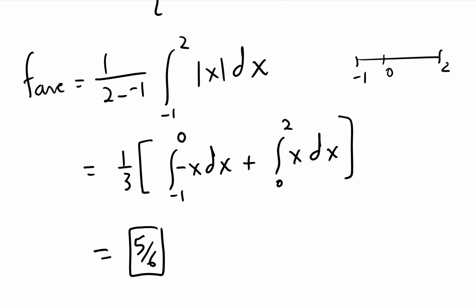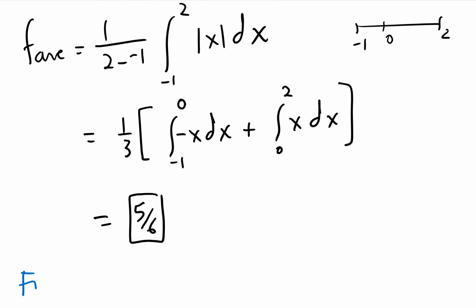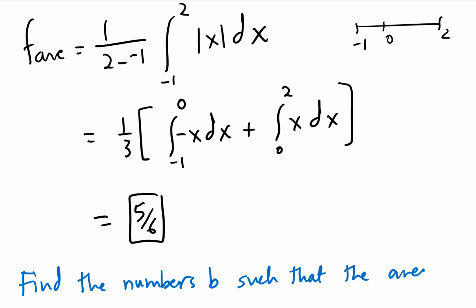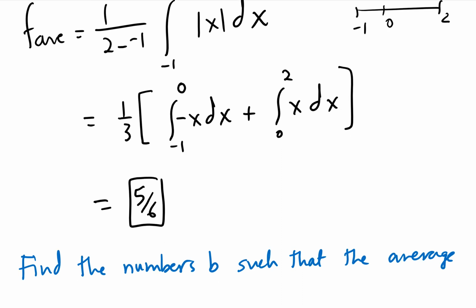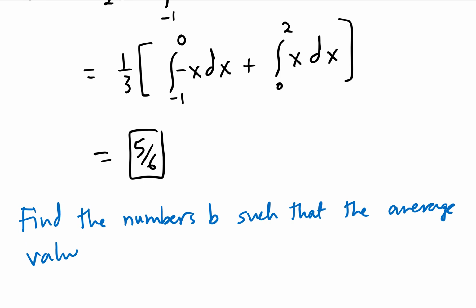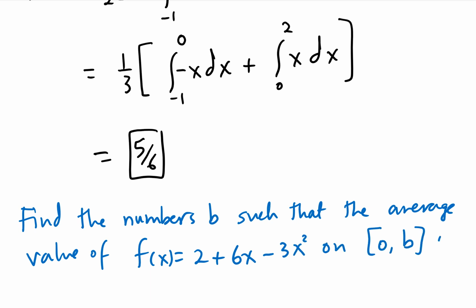And to make this more fun, let's ask the question in a slightly different way. Find the numbers b such that the average value of f of x equals 2 plus 6x minus 3x squared on the interval 0 to b is equal to 3.